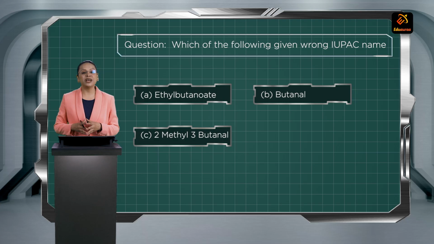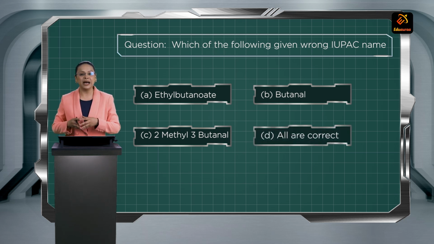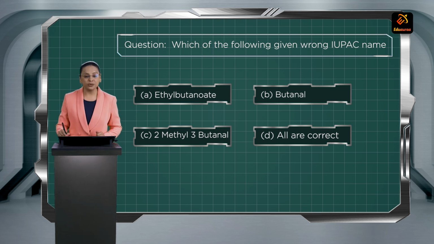Option C, in which they have given us CH3, CHOH, CH3, and another methyl group attached to the same carbon. The name that they have given to this particular structure is 2-methyl-3-butanol. Or option D, all the above are correct. Now students, let us try to solve this question because it had come in JEE 2002.